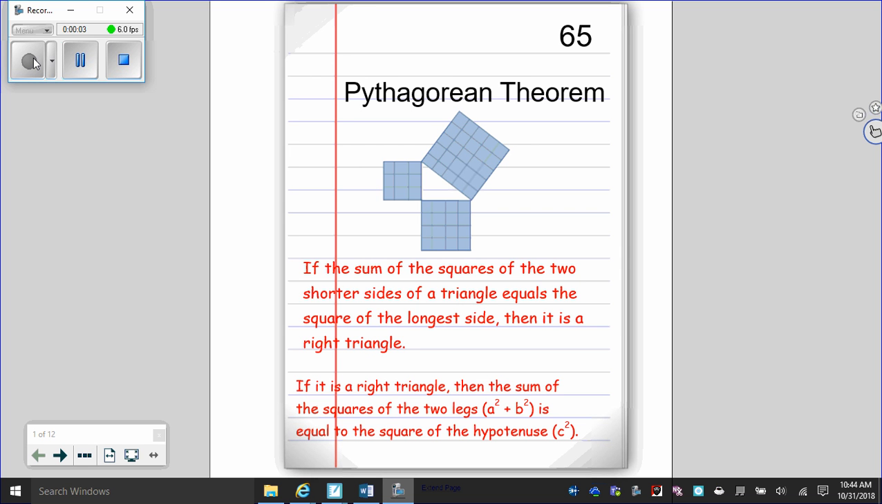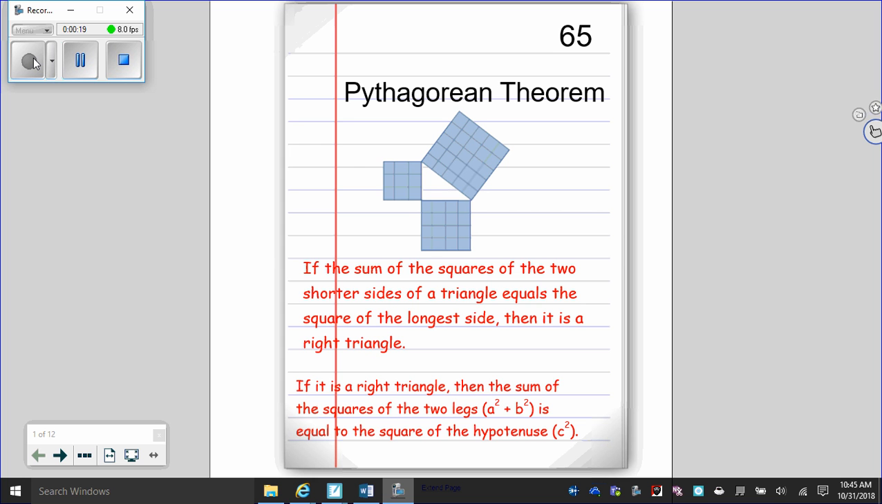So far, we've taken notes on page 65 and 66. On 65, we learned the basic tenets of the Pythagorean theorem. Okay, there are two parts. If the sum of the squares of the two shorter sides of a triangle equals the square of the longest side, then we know it's a right triangle.